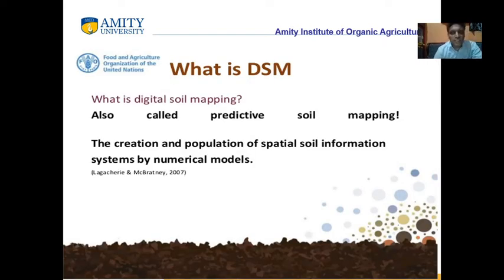Now another term comes: DSM, Digital Soil Mapping. It is also called predictive soil mapping. It is the creation and population of a spatial soil information system by numerical models. Models are developed and numerical data are predicted.